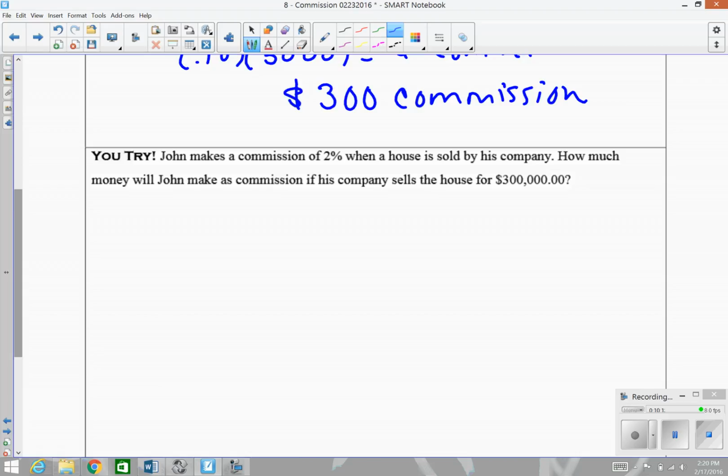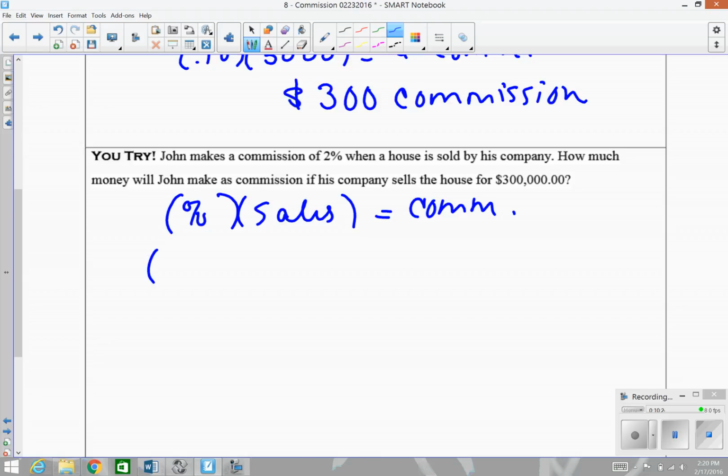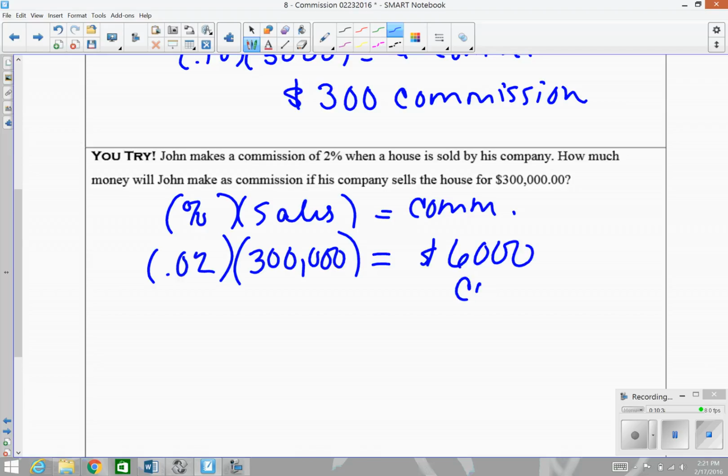Now that you've had time to try this problem, let's go over it quickly. You have percent times sales equals commission. 2% written as a decimal times the $300,000 that the house sold for should give you a $6,000 commission. Correct your answer as needed and then flip the page.